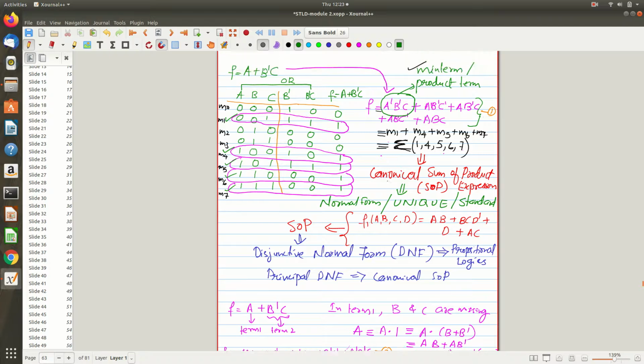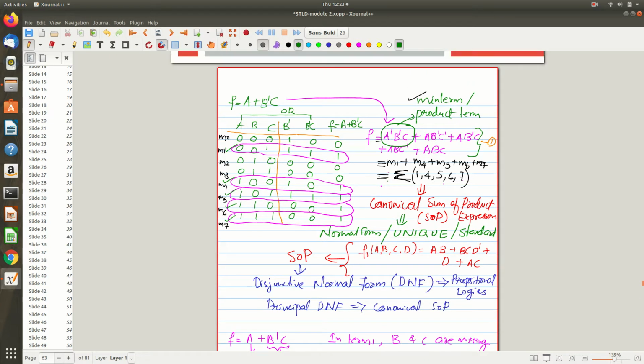See, the same function we can represent in a number of ways. For example, this is A plus B dash C. By distributivity, the same function you can represent like A plus B dash into A plus C. Maybe you can expand and add something like that. Different ways are there for expressing the same function, right? But when it comes to this canonical representation, let me erase it, otherwise you may be confused. All are the same only, that is what I am trying to say.